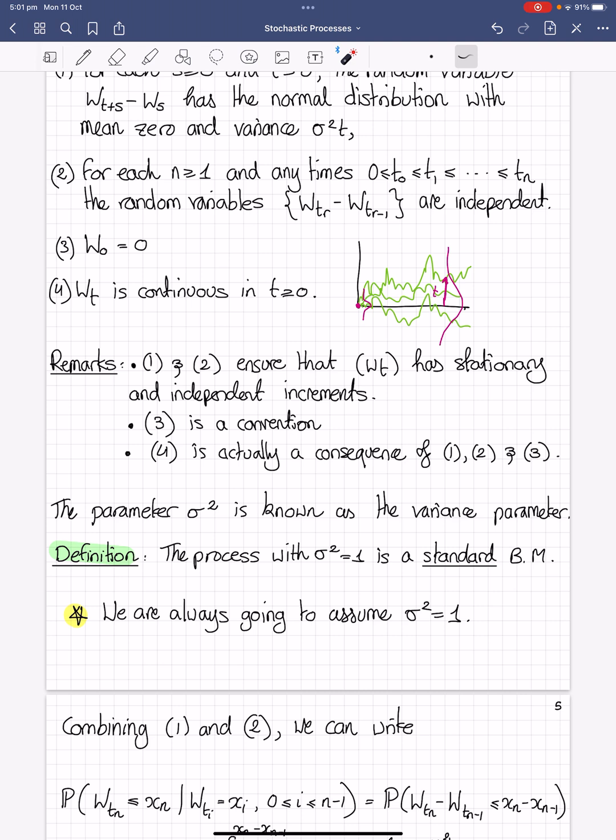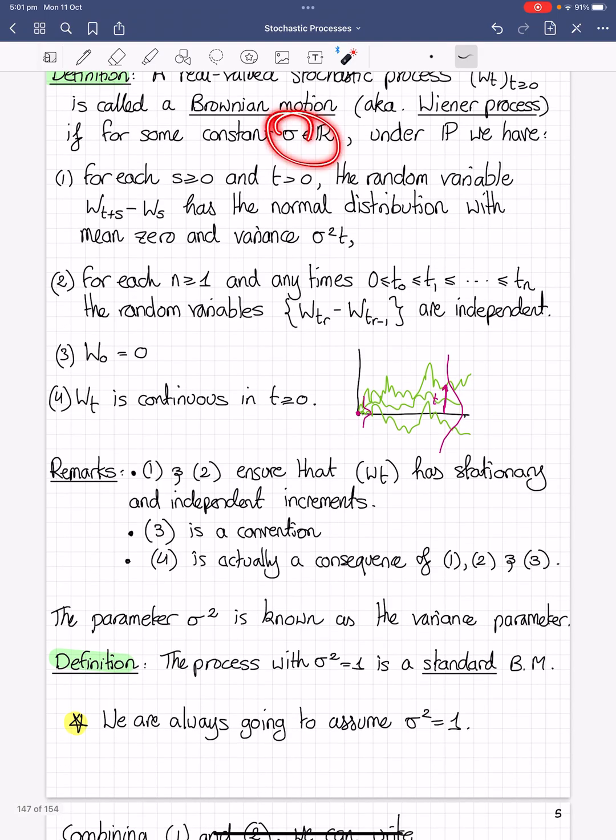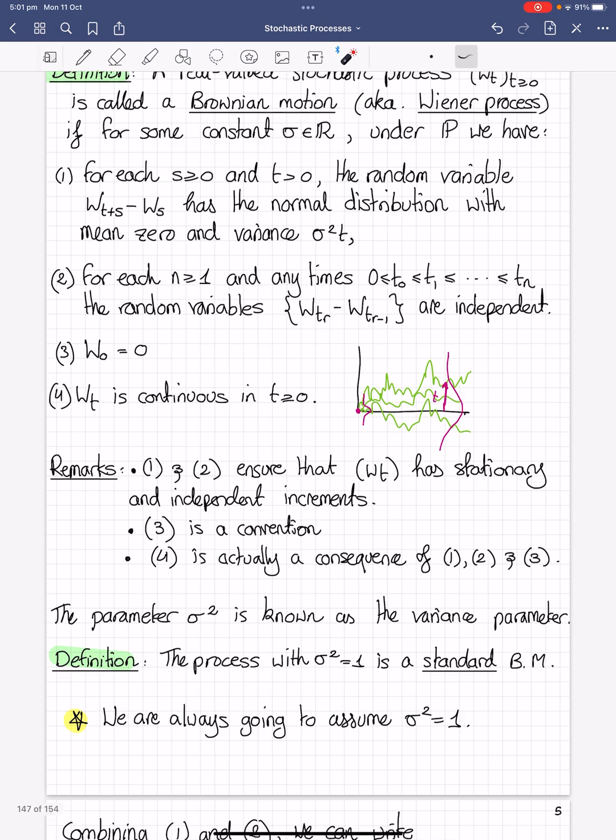the definition of a Brownian motion had this constant sigma in it. The one that people typically use is the standard Brownian motion, which is a process with sigma squared equal to 1, and we'll just call that the standard Brownian motion or Brownian motion. So typically when I talk about a Brownian motion, I'm going to assume that sigma squared is equal to 1. Okay.